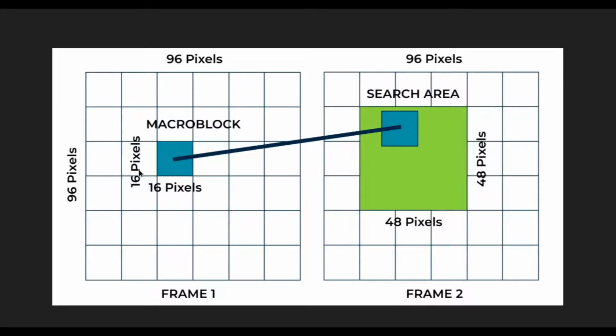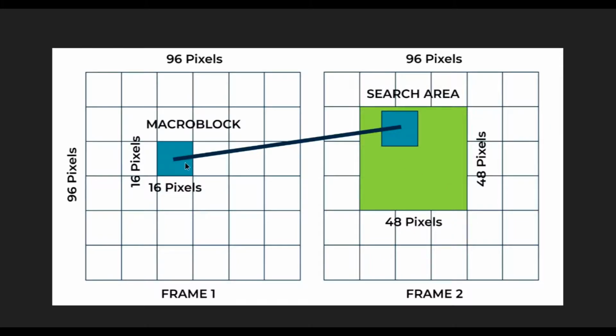Suppose this is the macro block on which we are iterating. Corresponding to this macro block in the second frame, we make a search area which is slightly bigger than this macro block. As you can see, the size of the macro block is 16 by 16, and the search area, shown in green, is around 48 by 48 pixels.